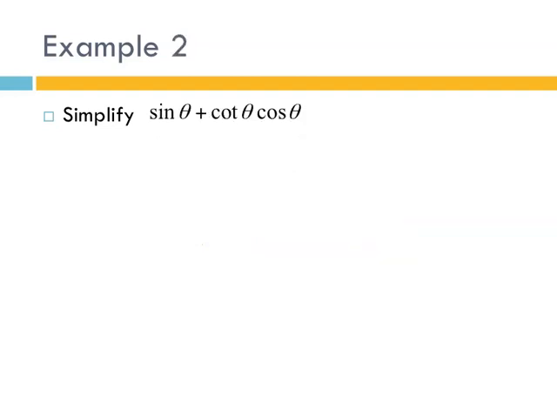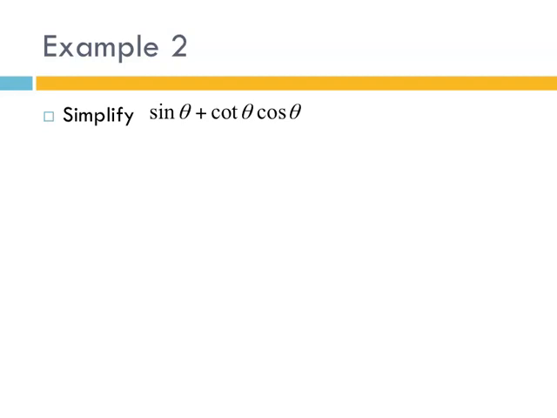Okay, example 2. Simplify sine theta plus cotangent theta cosine theta. Now here, this might be an example of somewhere where you want to see if you can get everything down to just in terms of sine and cosine. Because right now you already have sine and cosine in there, the only thing is the cotangent. So let's try to write cotangent in terms of sine and cosine.